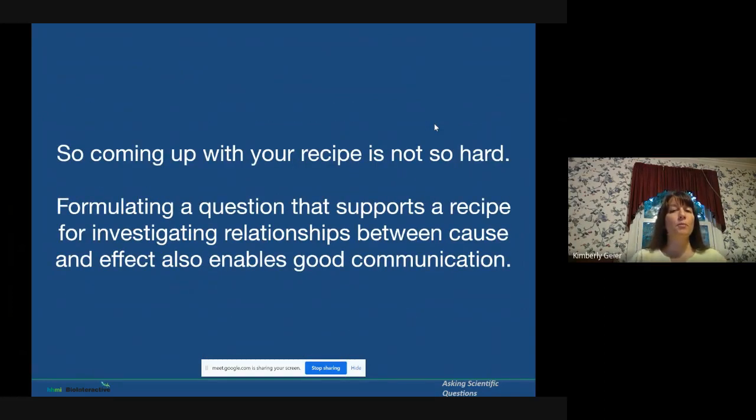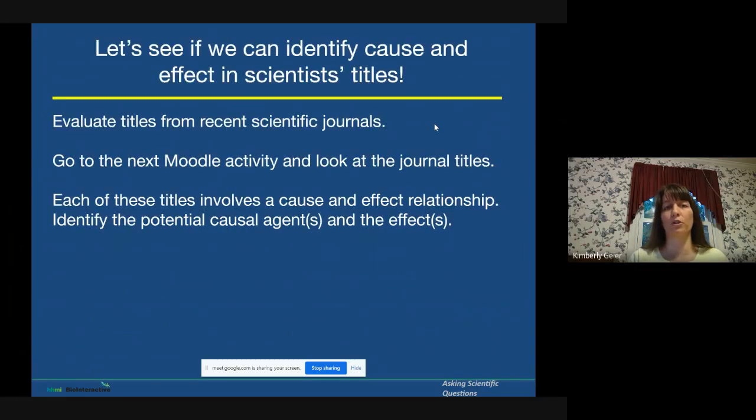So, coming up with a recipe is not so hard. You all have just done it. You all have just come up with some questions that could be great questions that you could go on to do research about. So, formulating a question that supports this recipe for investigating relationships between cause and effect is also important in communication. And science communication is one of the things we're going to study this semester.